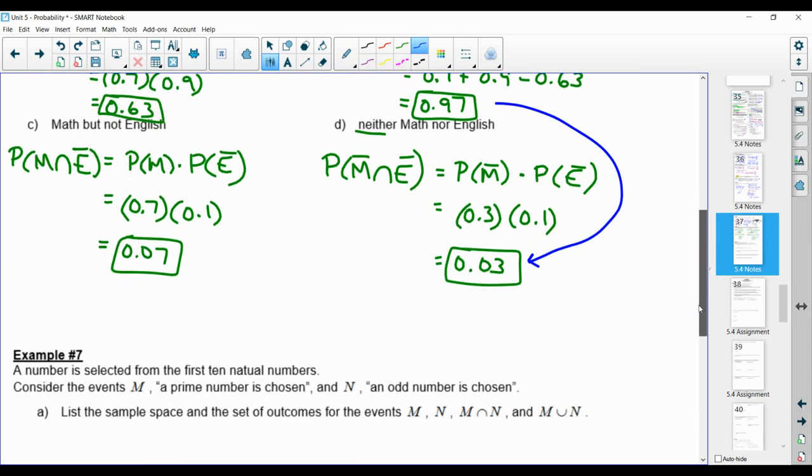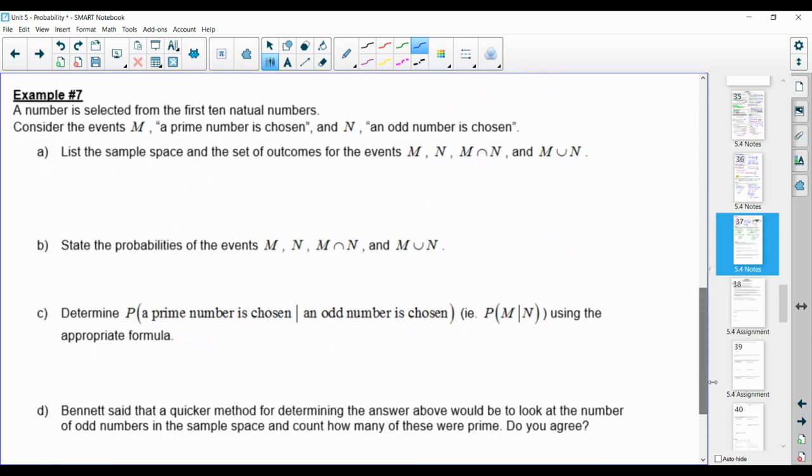All right, let's take a look at our last example here. So a number is selected from the first 10 natural numbers, and we want to consider event M, a prime number is chosen, and event N, an odd number is chosen. And so anytime we're doing these questions, it's really helpful to start off by listing all of your information. So starting off with your sample space. So we're choosing a number from the first 10 natural numbers. So we go back to our set notation, start off by writing out our sets. So our sample space is 1, 2, 3, 4, 5, 6, 7, 8, 9, and 10. So there's our sample space.